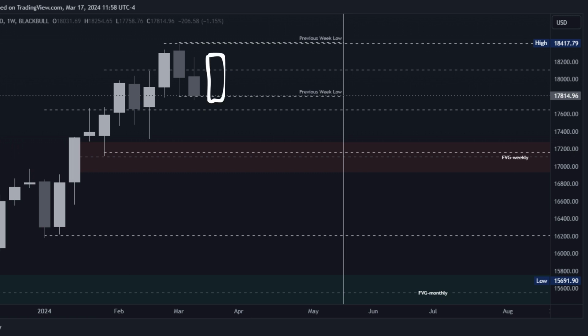If you look closely, you will notice the current and previous week failed to close or take the low of the week before the previous week. This is a good sign of being bullish next week, hence having a bullish candle.